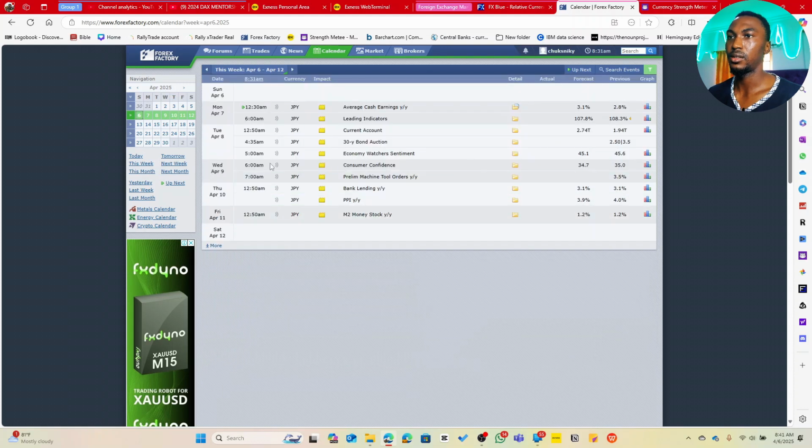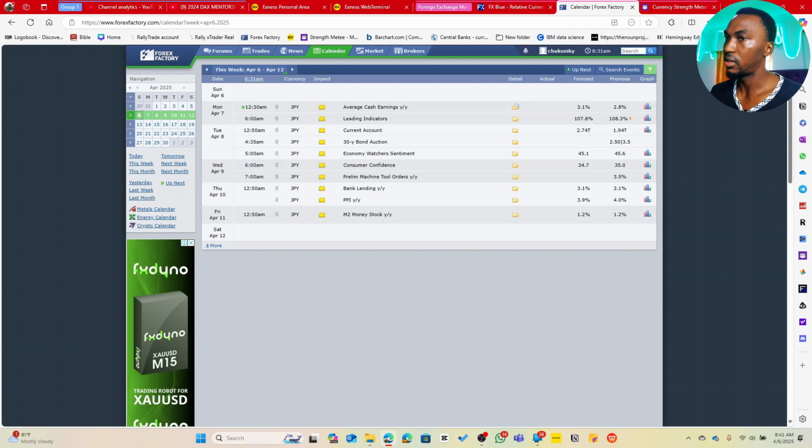So against the Japanese yen, you can see they don't have serious major news. Do not trust these impact colors. Trust me. Look at what the news actually is. Average earnings, leading indicator not so important, current account not so important, 30 years bond auction, very important. It sees if it sells well. Economic watcher sentiment, we don't care.